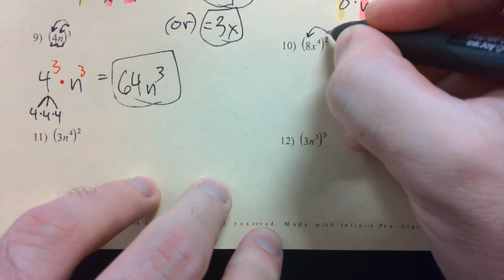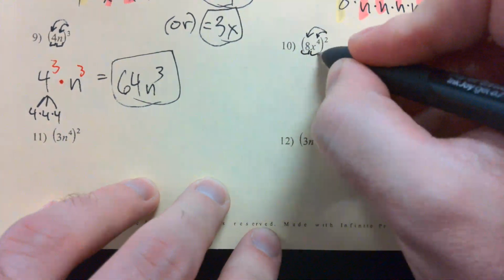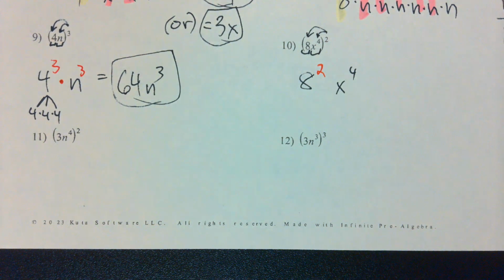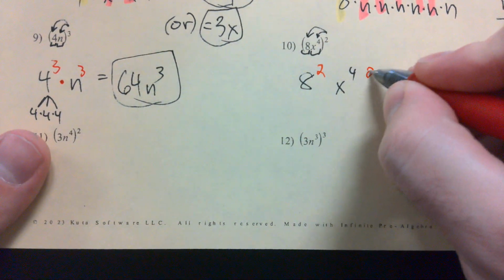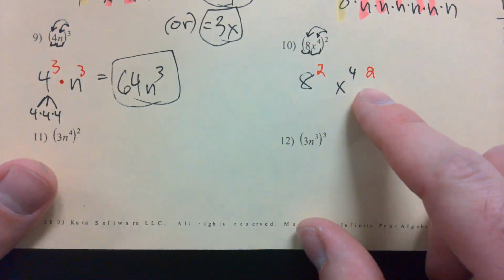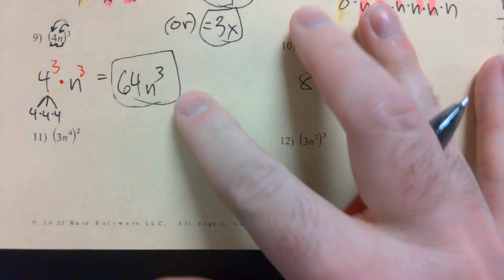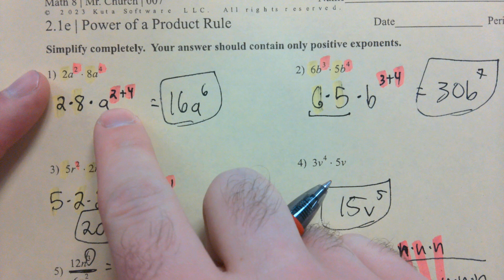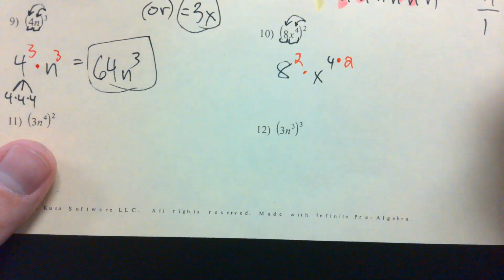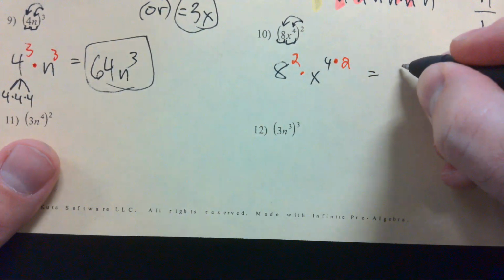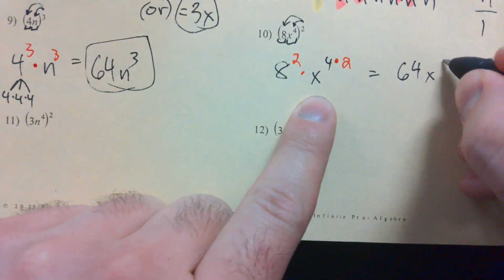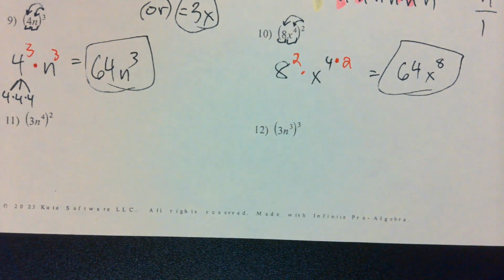But in number 10, we have x to the 4th as our second term. So I know I'm going to hit that 8 with the outermost 2. And I'm going to hit that x to the 4th with that 2. But what am I going to do with these exponents? Am I going to add them? We're going to multiply them. We add the exponents with the product rule. When we get to the power rule, we multiply them, okay? Super important to keep in mind. 8 squared is 64 again. And what's my new power of x going to be? 8. There we go. 64x to the 8th.